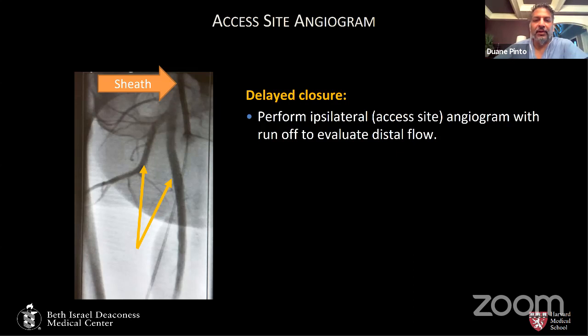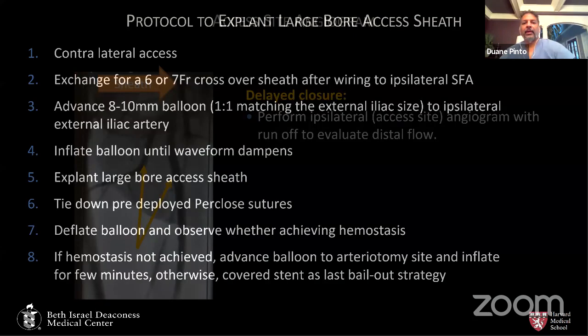So after closure, perform either, as we were describing earlier, a quick angiogram through either a smaller sheath or from a contralateral access. So what can be done is you pull out your large bore sheath, put in a 6 French sheath, and tighten the Perclose down over that if you would like to take an ipsilateral angiogram.